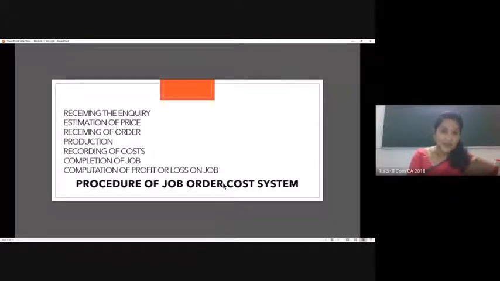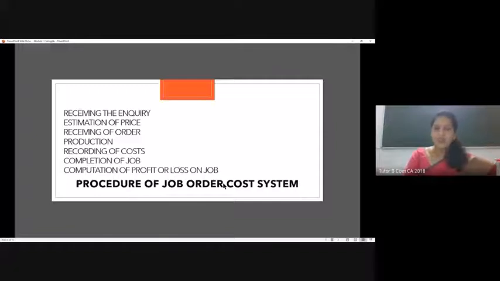If he says it costs 38,000 rupees, and if that is okay with you, what would be the next step? You will place an order. That's why we say that the third stage would be receiving the order for manufacturing that product. It's a simple thing that happens in our everyday life. Once the production starts, we know how costs are recorded. Costs would be recorded on the basis of material cost, labor cost, and other direct and indirect expenses. The indirect expenses we call overhead. So that's how the recording of costs happens.